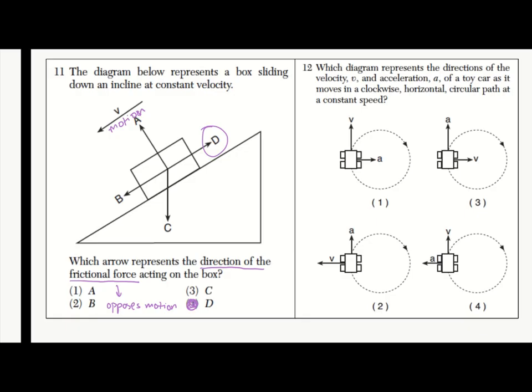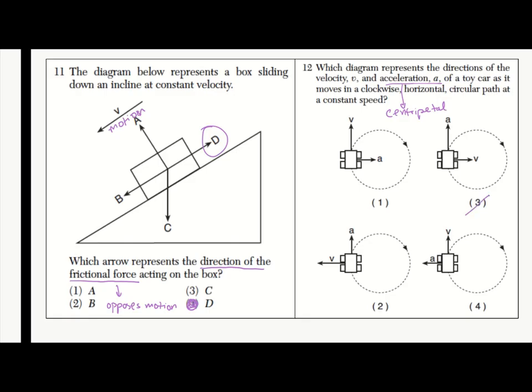Alright, number 12. Which diagram represents the directions of the velocity v and acceleration a of a toy car as it moves in a clockwise horizontal circular path at a constant speed? Oh, I always tell you guys to remember these directions for circular motion. Okay, so acceleration is centripetal. And for those of you lucky kids to take Latin, or maybe not so lucky, centripetal has the root in their center, which means centripetal means towards the center. So we're looking for an a vector that points towards the center.